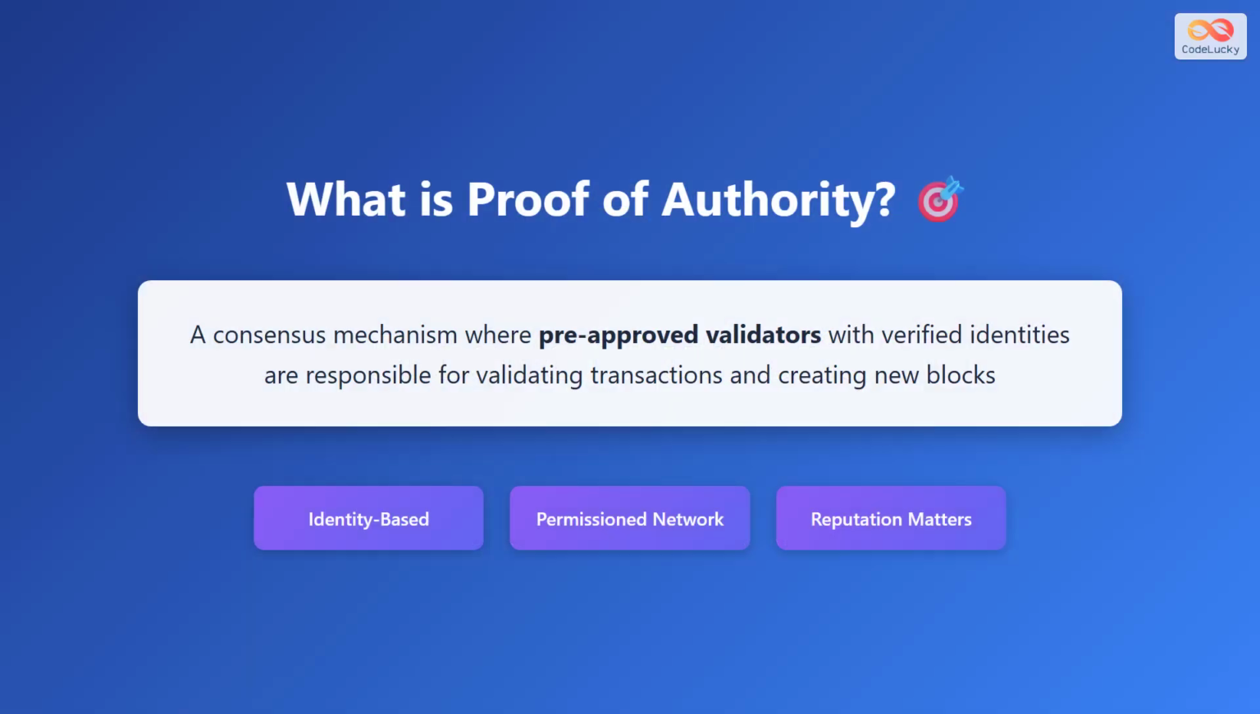Proof of authority, often abbreviated as PoA, is a consensus mechanism where pre-approved validators with verified identities are responsible for validating transactions and creating new blocks. Unlike other consensus mechanisms, proof of authority is identity-based, meaning validators must reveal their real-world identities. It operates on permissioned networks where participants are known and trusted. Most importantly, in proof of authority, reputation matters, because validators stake their real-world reputation and credibility rather than computational power or cryptocurrency.